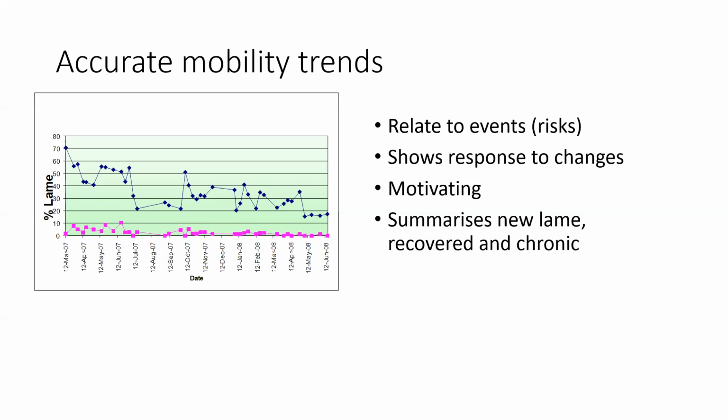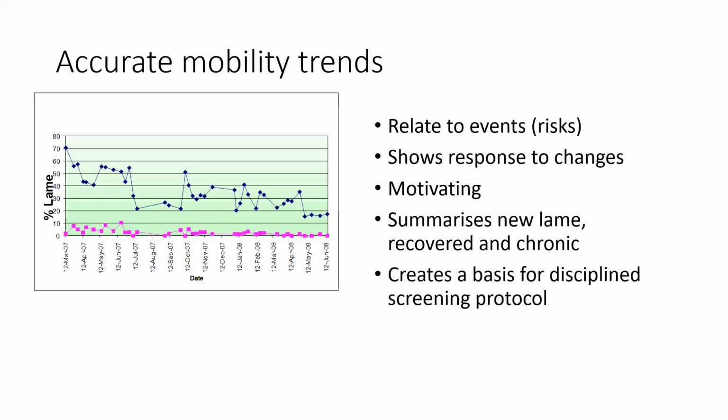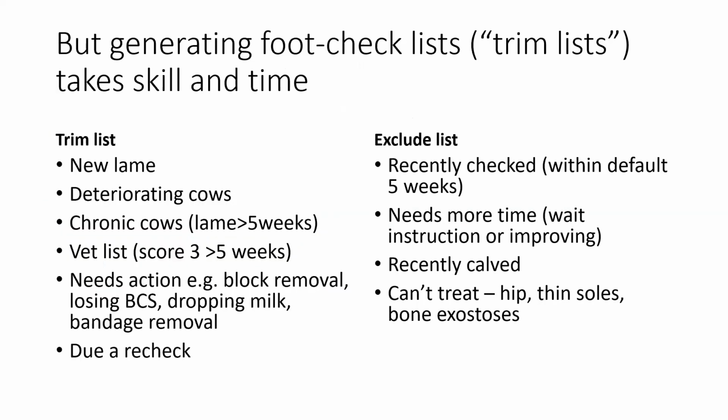And we sort of floated the idea that we could maybe generate lists of new lame cows and recovered and chronic lame cows. And it formed a basis for generating our trim lists, a disciplined screening protocol, as we might want to call it. And I've had a lot of queries from farmers about what they should use in order to generate their checklist, because they can quickly become overwhelmed and over-present cows. And I think there's a real skill to generating what we sometimes refer to as trim lists, but we should really, strictly speaking, refer to them as checklists. So these cows are being presented for foot checks.